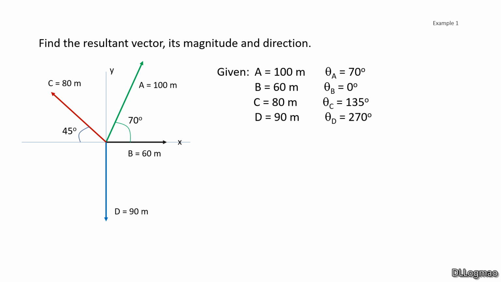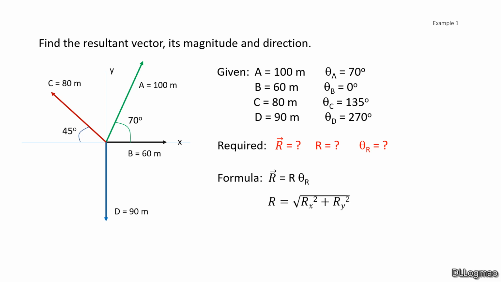The required in the problem are vector R, magnitude R, and direction theta sub R. For the formula, the resultant vector, vector R, is equal to the magnitude of the vector in its direction. The magnitude of the vector is the square root of the sum of the squares of R sub x and R sub y. In general, but to be finalized based on the location of the resultant, theta sub R is equal to the inverse tangent of the ratio of R sub y and R sub x.